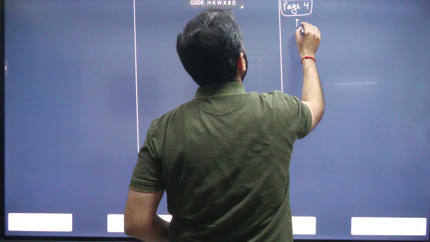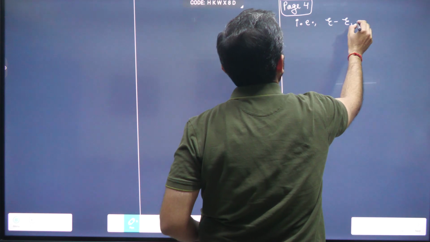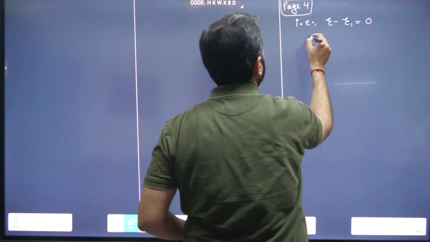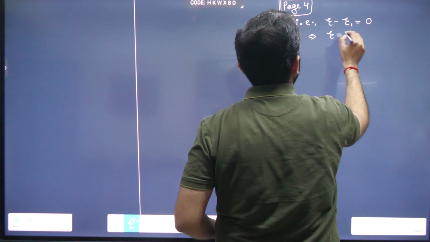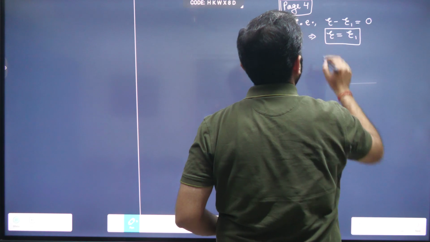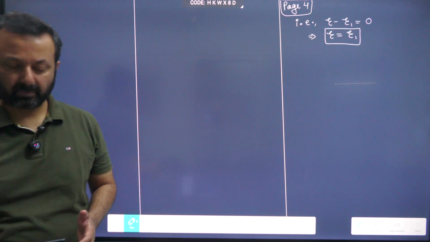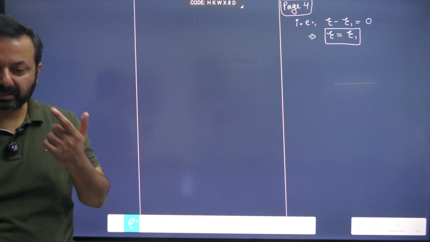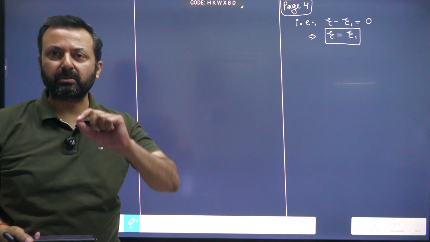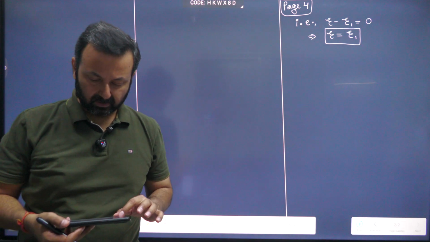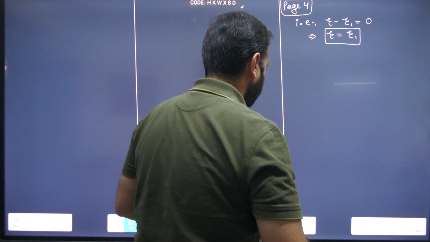That is, E minus E1 is equal to 0. It implies that E is equal to E1. It means that the applied EMF is exactly equal to the EMF developed across the primary. Thus, E1 may be regarded as the input EMF.